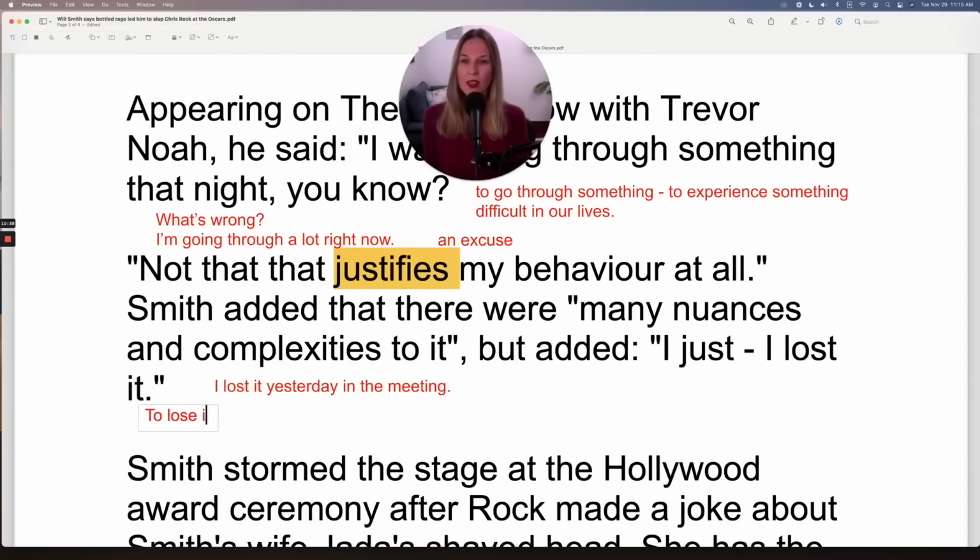So to lose it means to lose control over your emotions, your actions as well, because you might just start yelling at your coworker, but you didn't really want to. You feel really bad after, but in that moment, you just couldn't control it. You lost control.